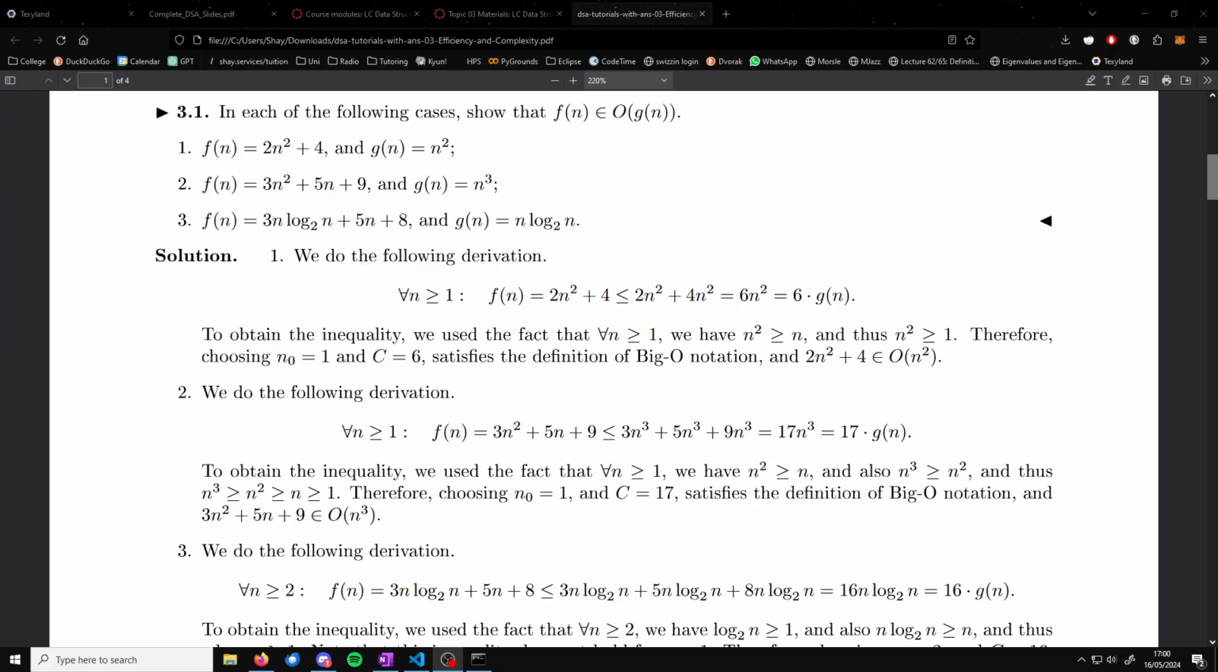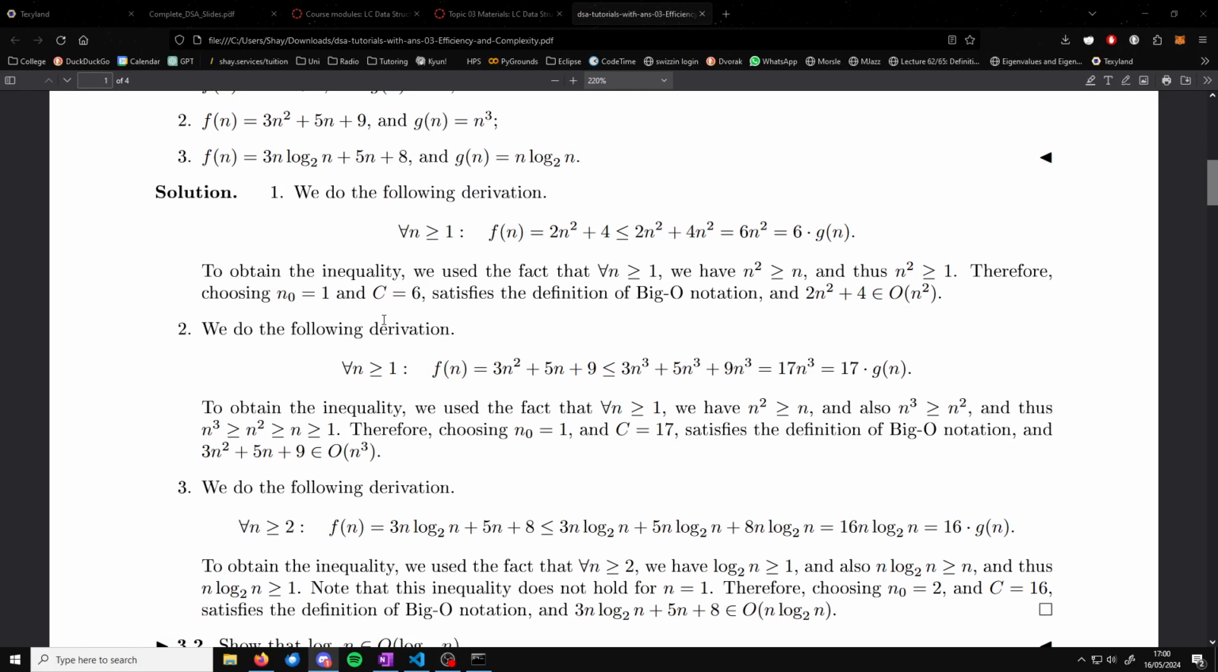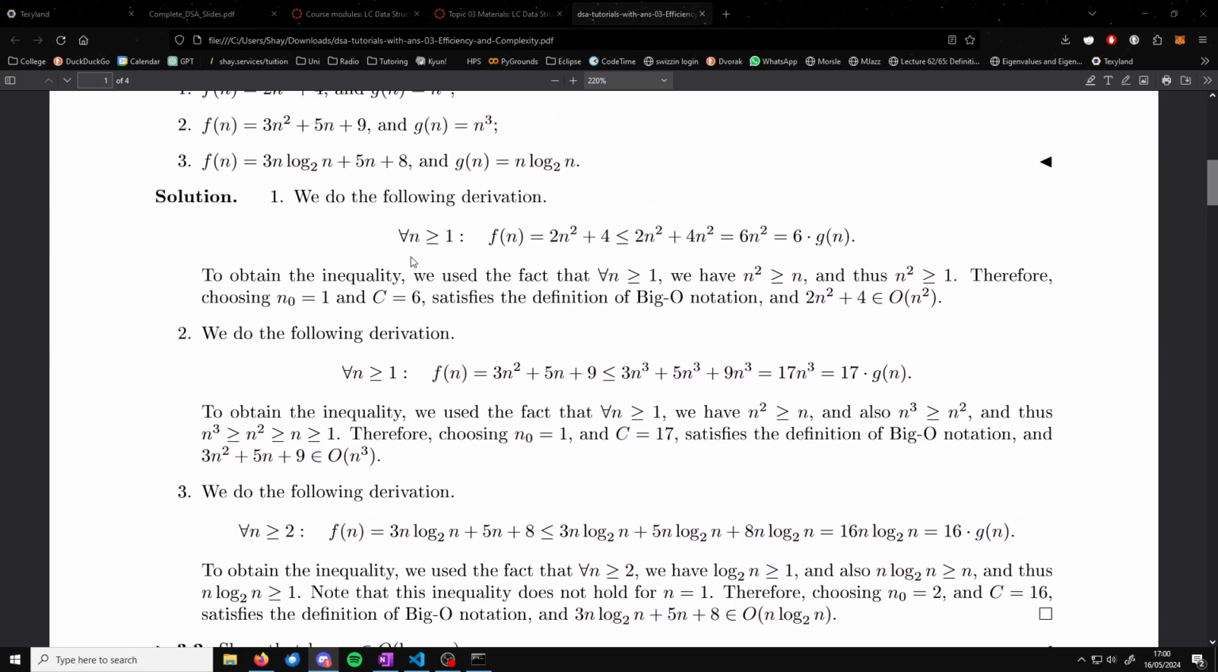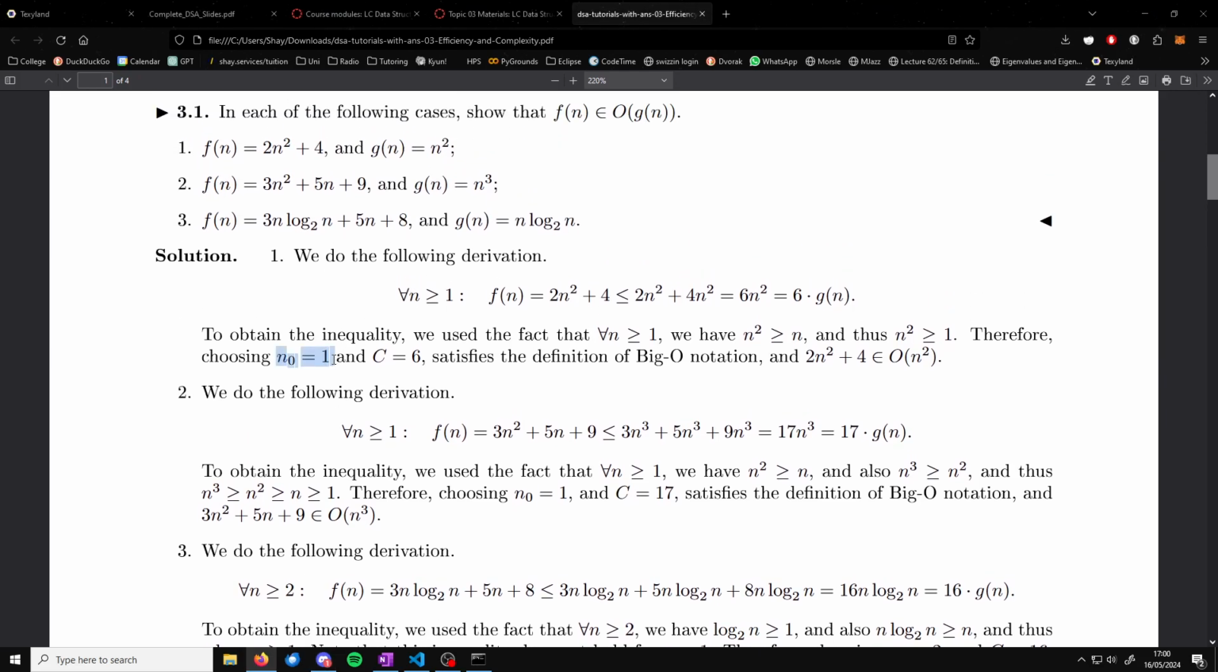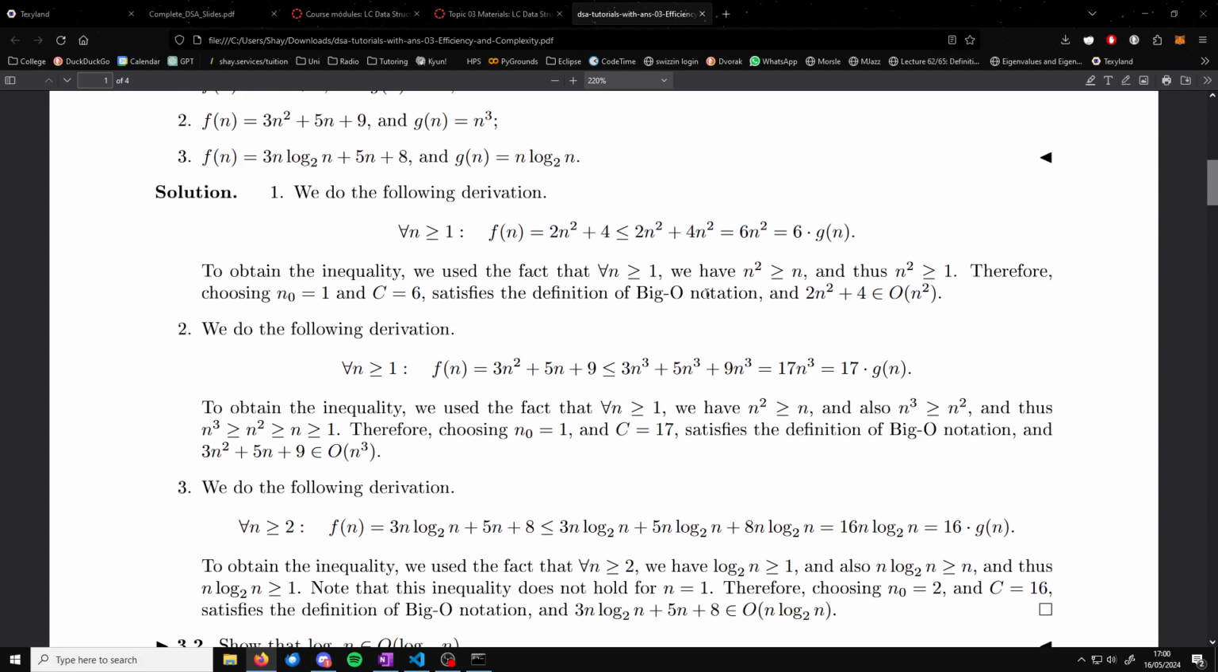Okay, so this is the mark scheme for the big O notation questions. So the idea is basically what we did. We found an n0 and we found a c. In this case, they found the same n0 and c as us. They found c equals 6 and n0 equals 1 by just adding up those coefficients, like this. And that's all we need to prove that it's in big O of n squared. We find that c and we find that n0.